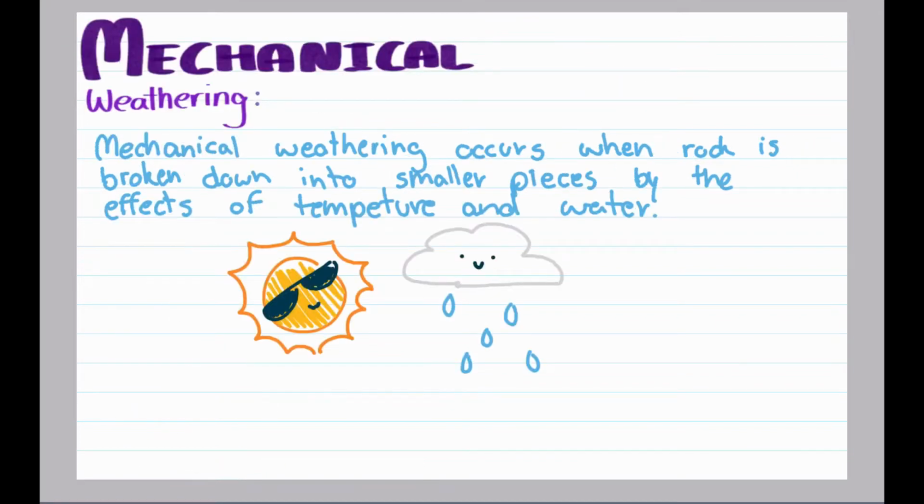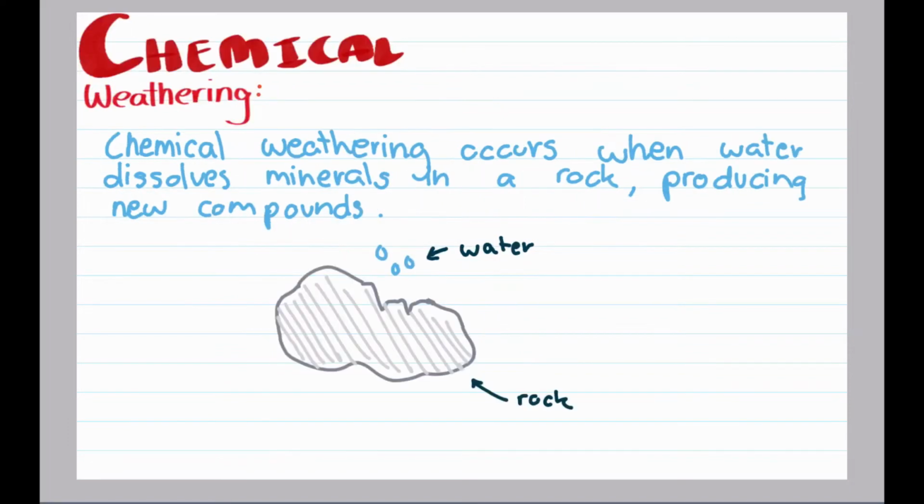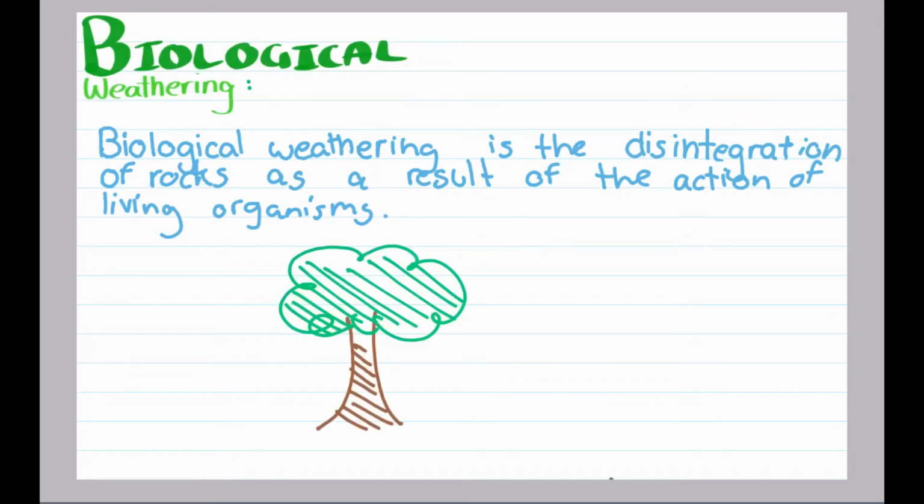Mechanical weathering. Mechanical weathering occurs when rock is broken down into smaller pieces by the effects of temperature and water. Chemical weathering. Chemical weathering occurs when water dissolves minerals in a rock, producing new compounds. Biological weathering. Biological weathering is the disintegration of rocks as a result of action of living organisms.